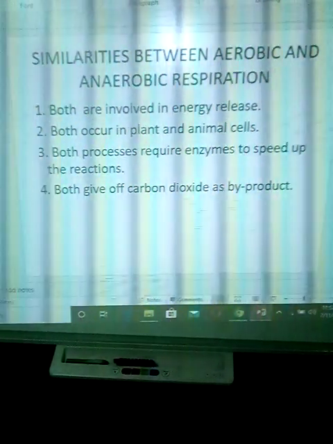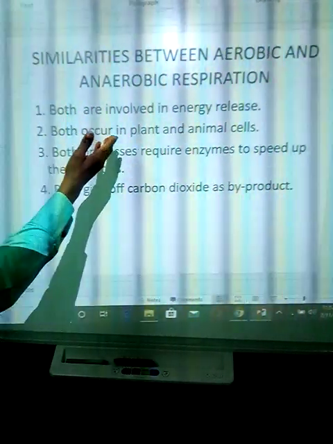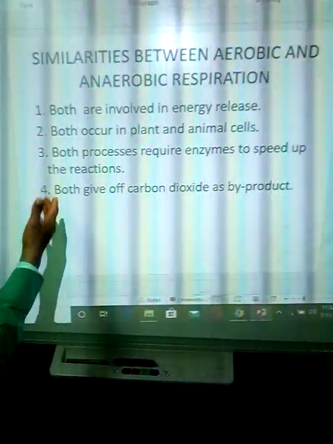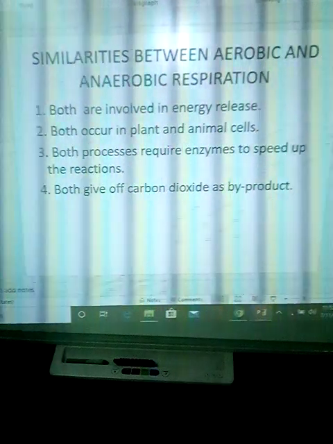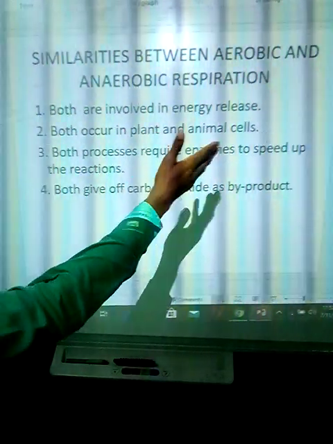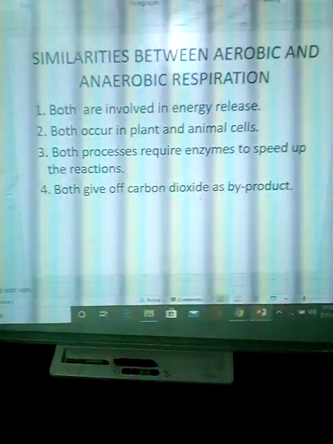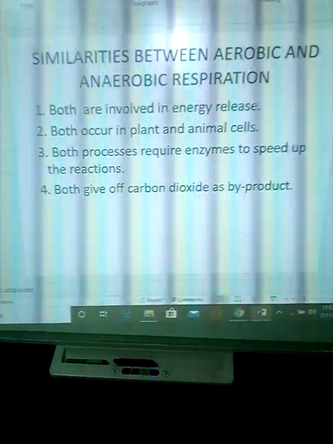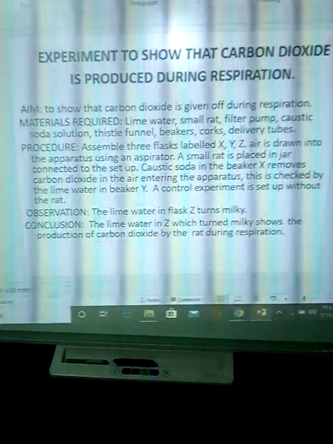Okay. Similarity between aerobic and anaerobic. Both are involved in energy release. Both occur in plants and animal cells. Both processes require enzymes to speed up the reaction. Both give off what? Carbon dioxide. Okay, they both give off carbon dioxide.